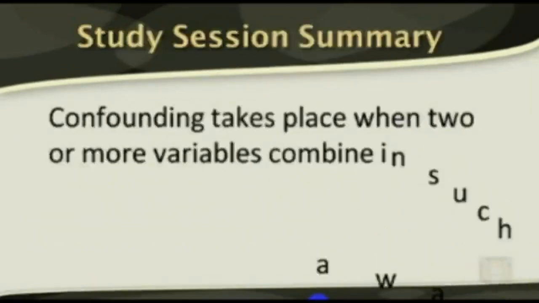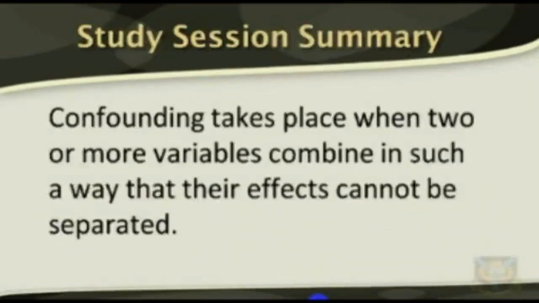Study session summary. In this study session, you learned that confounding takes place when 2 or more variables combine in such a way that their effects cannot be separated. There are 7 sources of confounding: history, maturation, testing effect, instrumentation, statistical regression, selection bias, and experimental mortality.